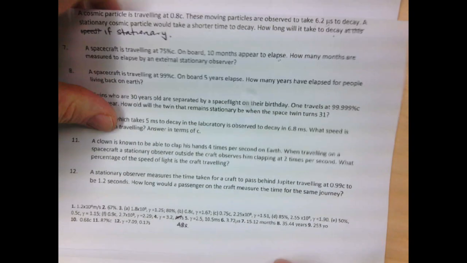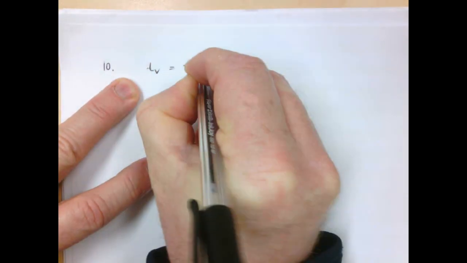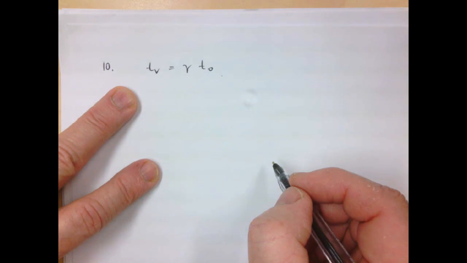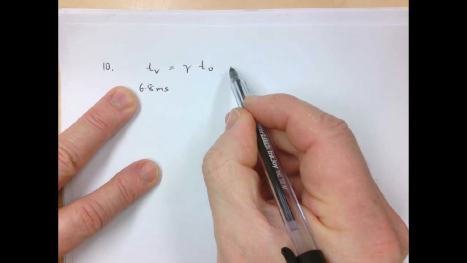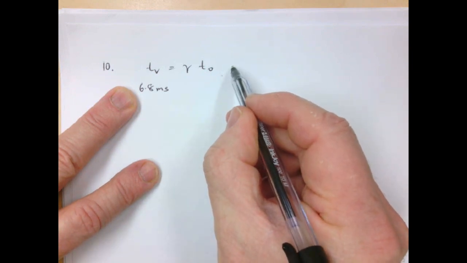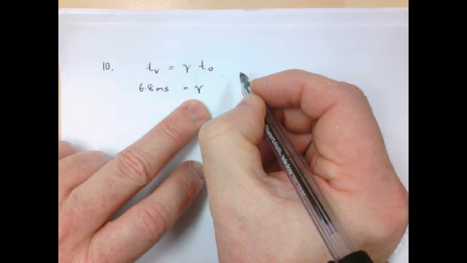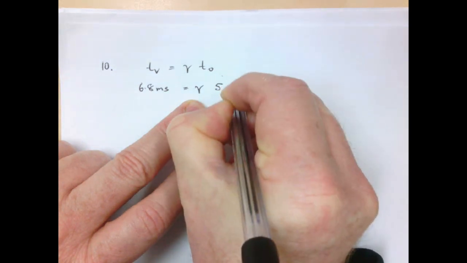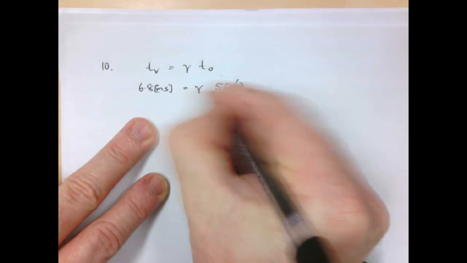So the first thing we can do is simply use our time dilation formula. The formula is t_v equals gamma t naught. So we know that the dilated time is 6.8 milliseconds. Don't forget, when using this formula, we can use units which are not standard units, because as long as they are the same on both sides, they should cancel. And gamma is what we're about to find. And the normal time, the proper time, is 5 milliseconds. So there are the units on both sides, which are exactly the same, and therefore they can cancel.